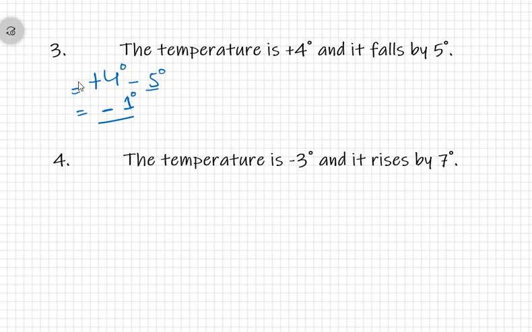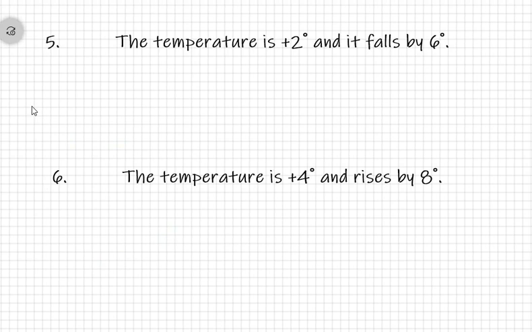Question 4: the temperature is minus 3 degree on the thermometer, and it rises by 7 degrees. Rises means this is adding, so plus 7 degree. Look, which number is greater, bigger? 7 is bigger, so I will write the sign of 7 here. 7 has the sign of plus, and the difference is 4 degree. So this is the new temperature.